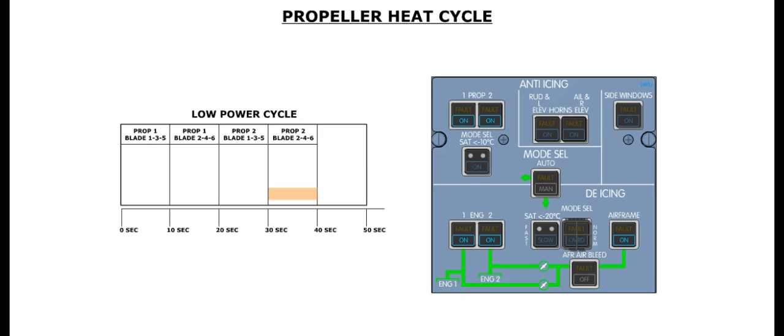After 10 seconds, heat is removed from these blades, and heat is applied to blades 2, 4, and 6 on propeller 2. Heat is applied for 10 seconds. At the end of the 10-second period, heat is removed, and none of the propeller blades are heated. The complete heating cycle will be repeated after a 10-second period. This cycle is called the low power cycle, and is used when the temperature is greater than -10 degrees Celsius.